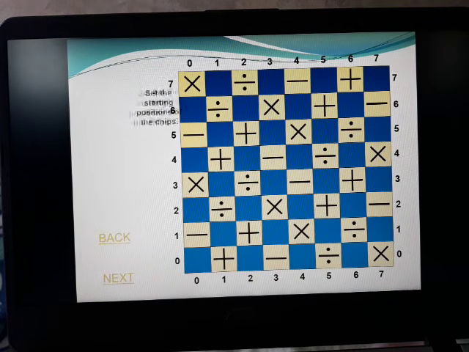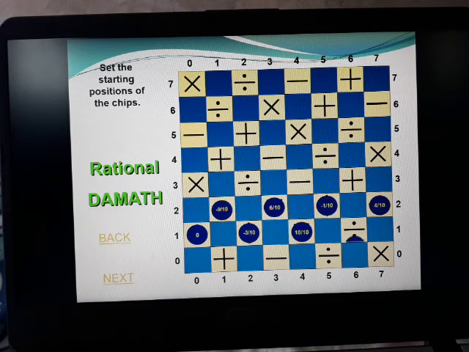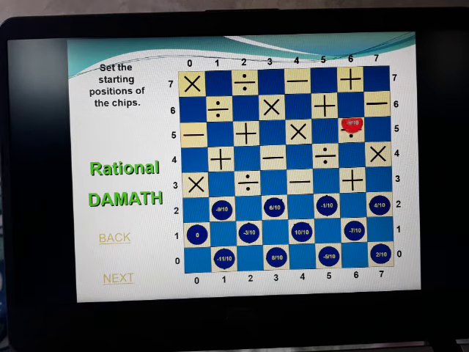Next one, for grade 8, the rational DAMATH, we have the starting position of the chips: negative 9 over 10, 6 over 10, negative 1 over 10, 4 over 10, 0, negative 3 over 10, 10 over 10, negative 7 over 10, negative 11 over 10, 8 over 10, negative 5 over 10, and the last one, 2 over 10. Same with the red chips.